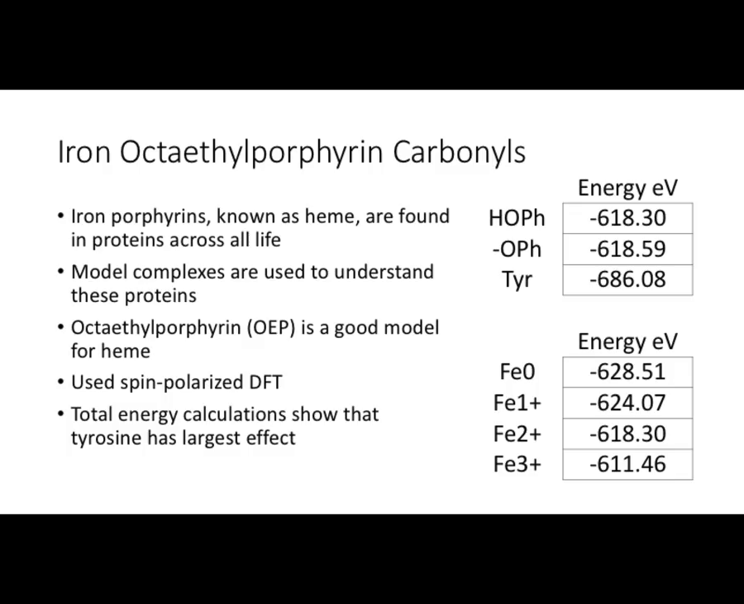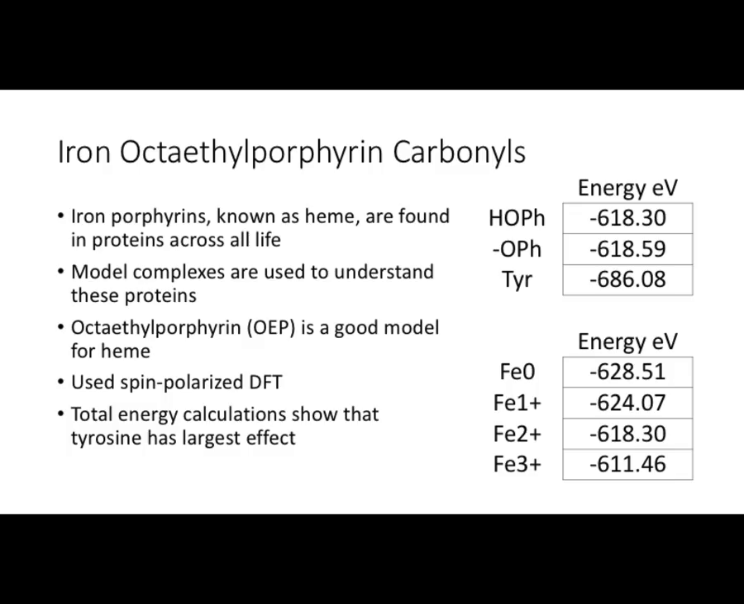And in this study, I used spin polarized DFT because, as you can see on the side here, I had some that weren't singlets. I had some doublets as well. And just from the total energy calculations, you can see that adding the tyrosine had the greatest effect on the electronics out of any of the other substituents.